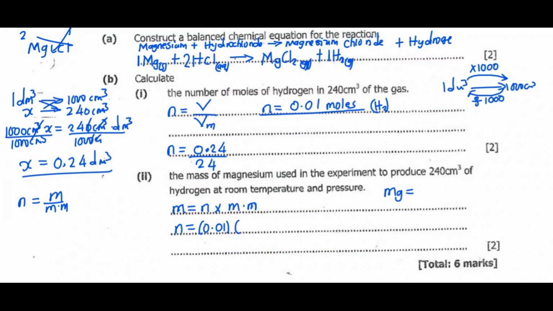Magnesium is just an element, so we just have to get the mass number. On the periodic table, I have 24 as the mass number. So what is 24 times 0.01? I'm getting 0.24 grams as my final answer here.